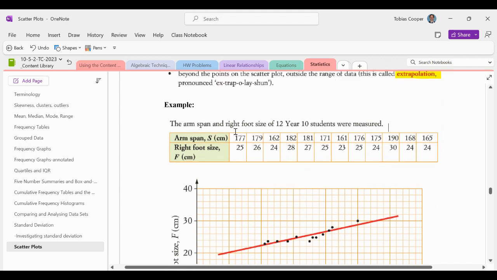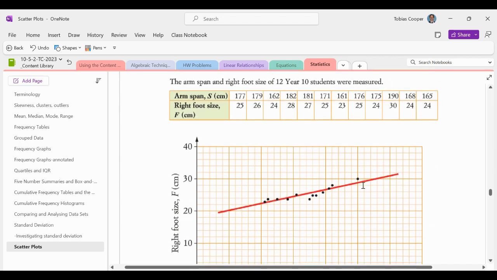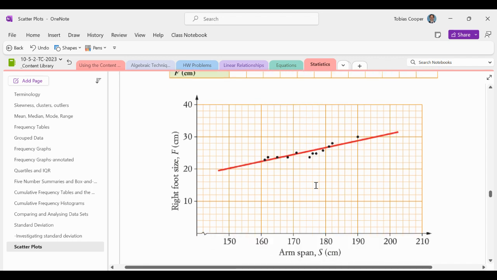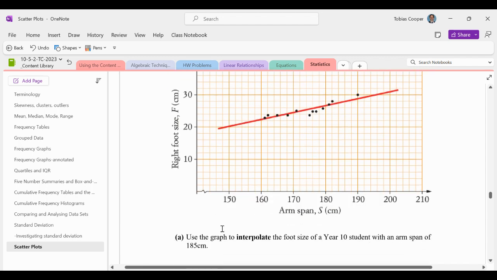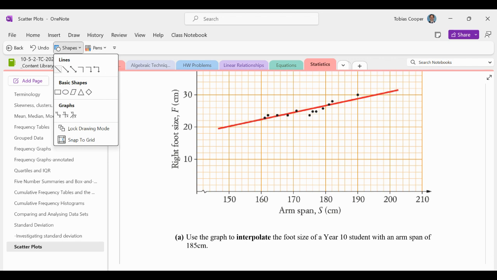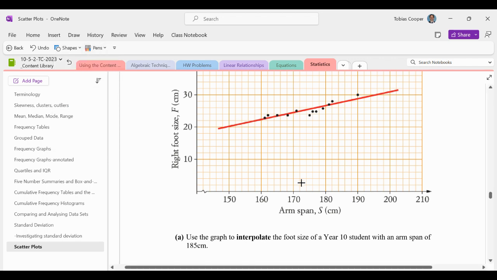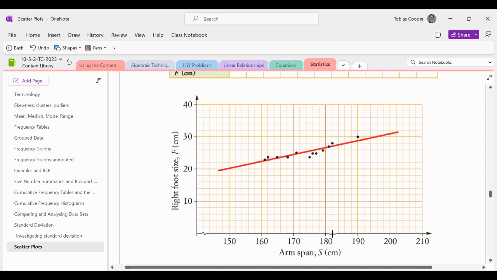So here we've got a scatter plot of arm spans versus right foot size, and you can see the line of best fit has been drawn for you. Now, part A says use the graph to interpolate the foot size of a Year 10 student with an arm span of 185 centimetres. So what we've got to do now is go to 185 centimetres. So you grab your ruler, if you like, and we're going to go to 185. So that's roughly right about here.